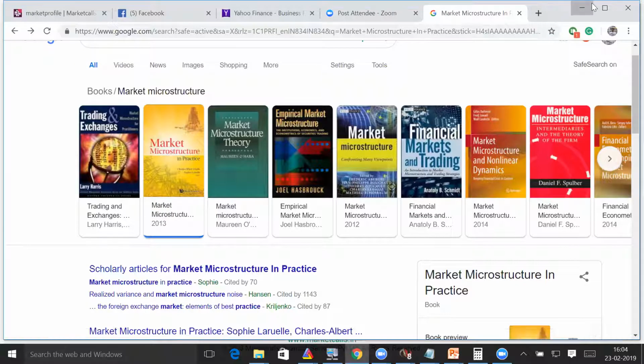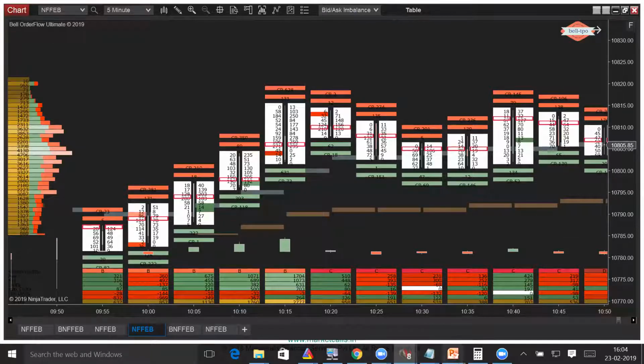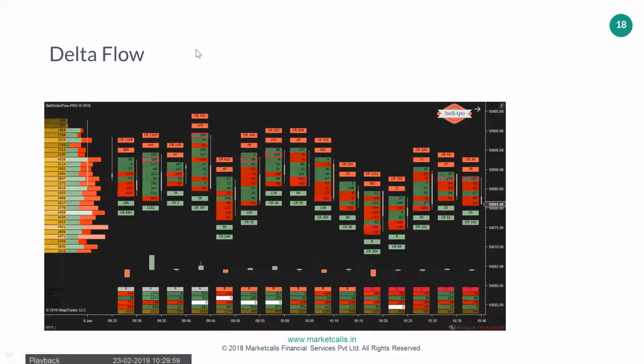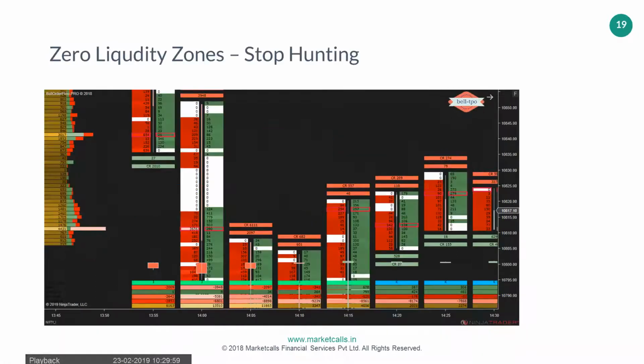Now, coming back to the concepts. We talked about the delta flow, which is one form of chart, and which we'll use for delta packet positioning and delta unwinding, which we'll discuss in tomorrow's session. The second one is the low liquidity zones, where you can see a lot of zeros in between the zones. One example we had seen is where stop hunting happened.